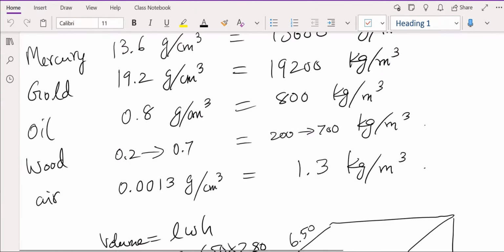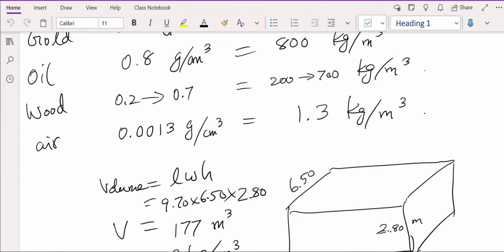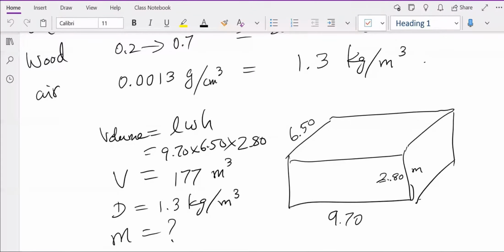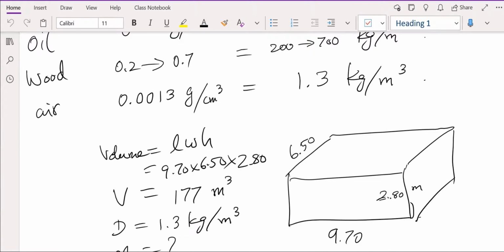And wood can be anywhere between 0.1 to 0.7 or 0.2 to 0.7. It depends on the type of wood. Air is very light, 0.0013 gram per centimeter cube. In kilogram per meter cubed it is 1.3 kilogram per meter cubed.